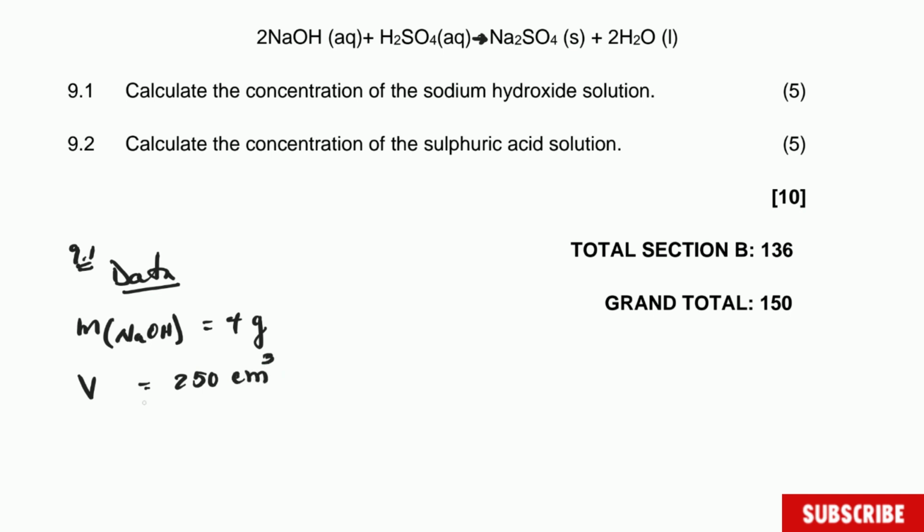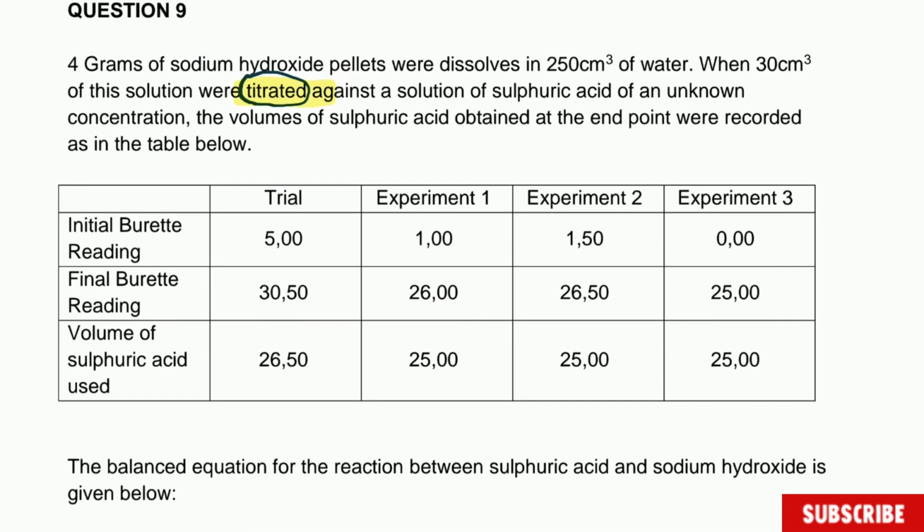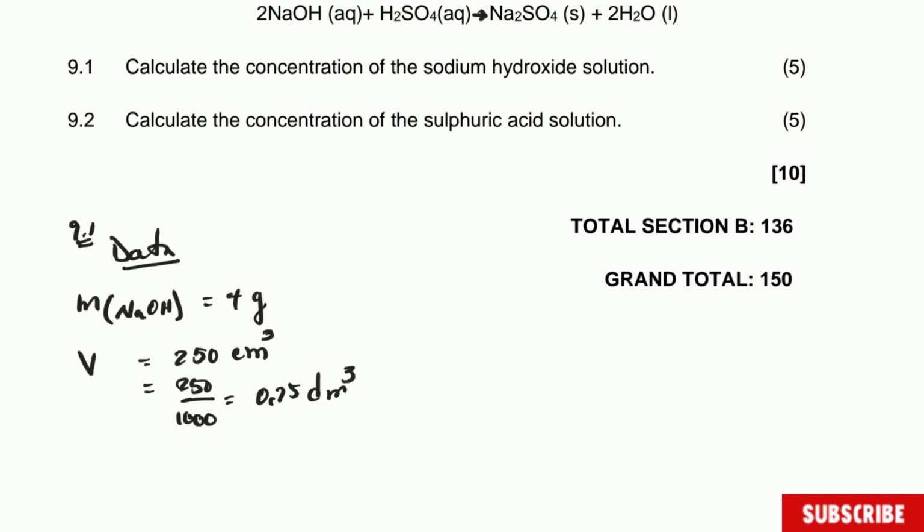Remember, you cannot work in cubic centimeters, so we convert, and in this case we're going to divide by 1000. I'm going to write it just in case somebody doesn't remember. This one is 0.25 cubic decimeters. It is important to know that you have to convert. Okay, what is the data we have? That's all we need.